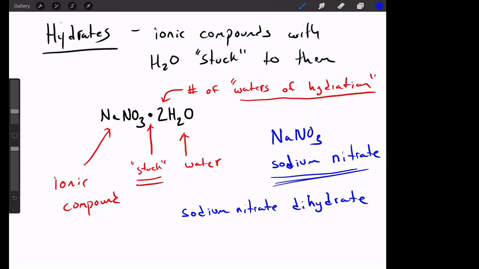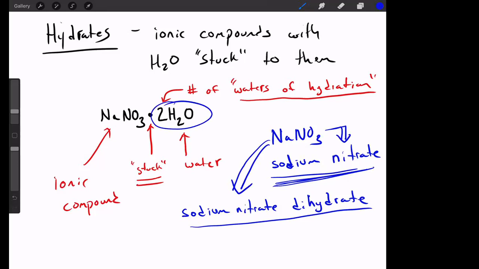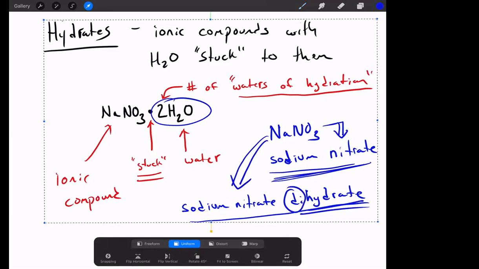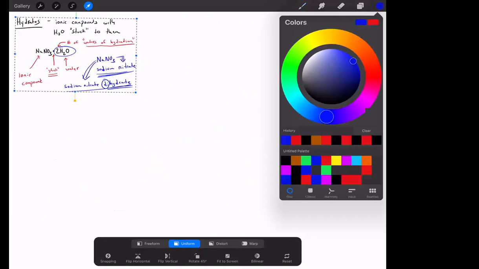Again, if you know the names of the polyatomic ions, then you can come up with the name of the ionic compound in a straightforward fashion. If you can come up with the name of the ionic compound, then you can come up with the name of the hydrate in a straightforward fashion, because all you're doing is telling the reader how many waters of hydration there are by using a prefix and the word hydrate.